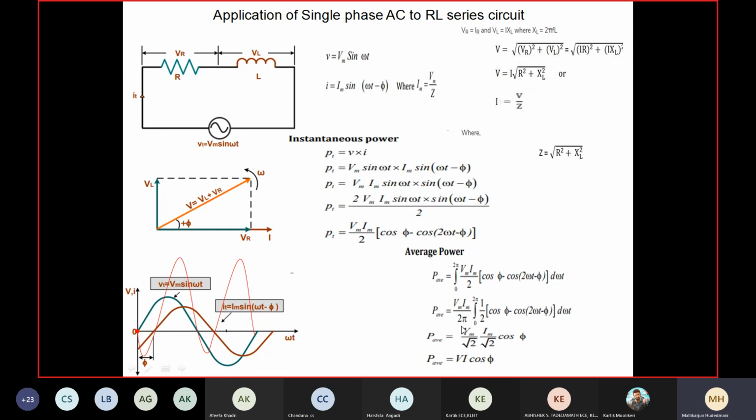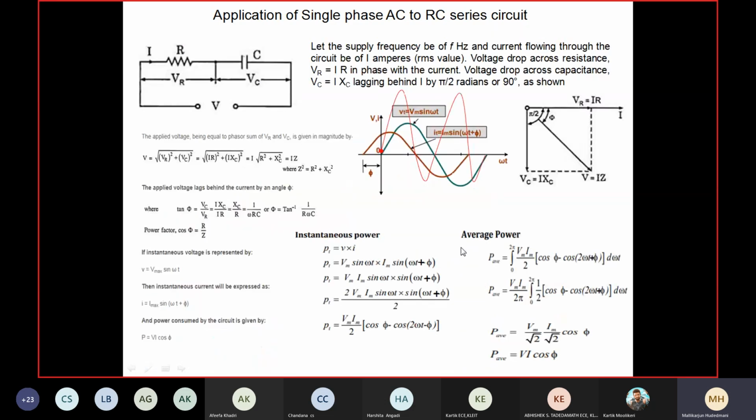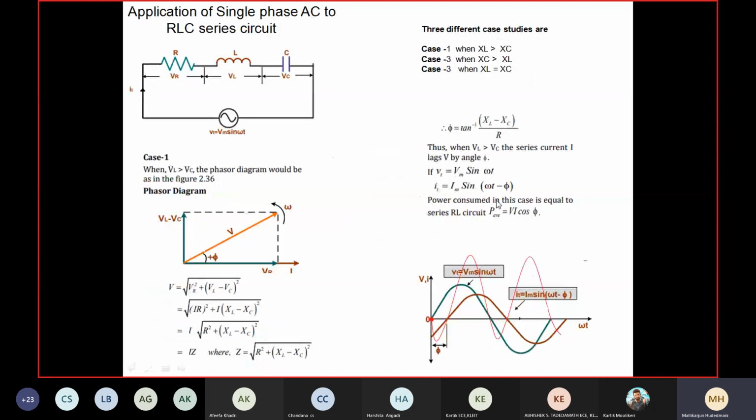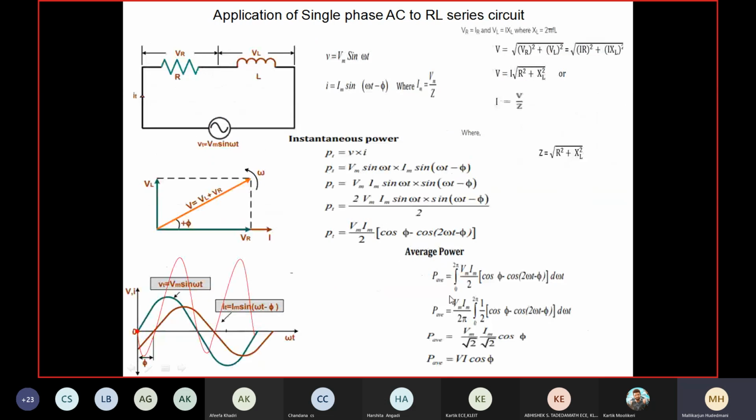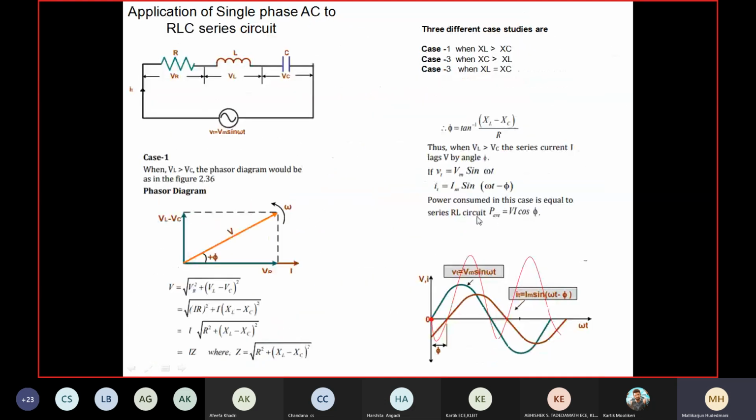So these 4 to 6 lines, I request you to place in this position and make your notes or study material. You shall not leave it like this only. P average equal to VI cos phi. We have to derive it. How do we derive it? From this concept, we have to take this. This material which I am circling on the screen, you need to present here.